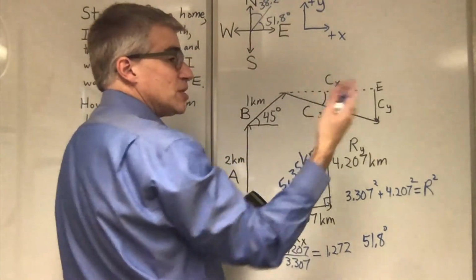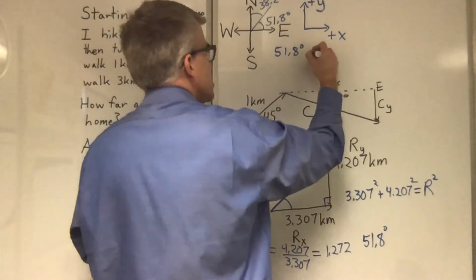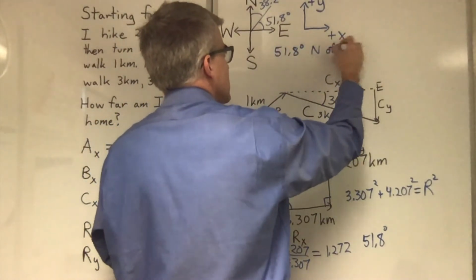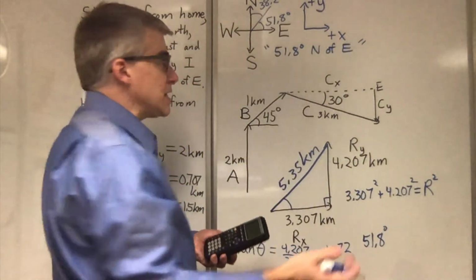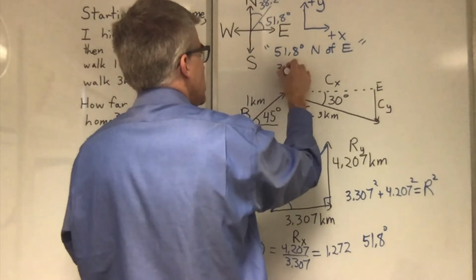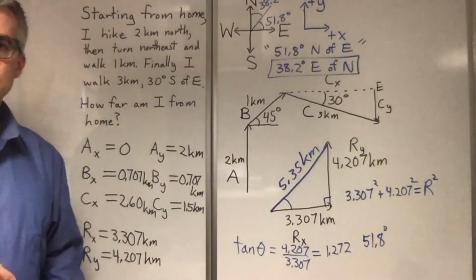So while you could technically call it 51.8 degrees north of east, the usual way of writing it is 38.2 degrees east of north. And there you have it.